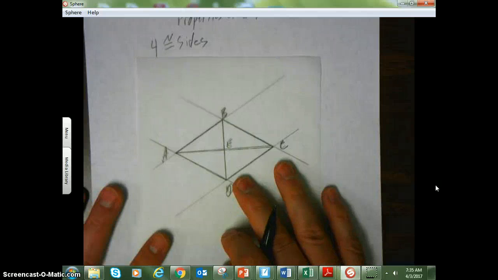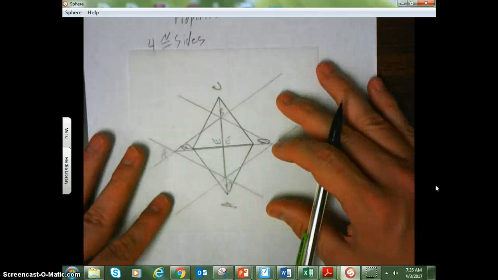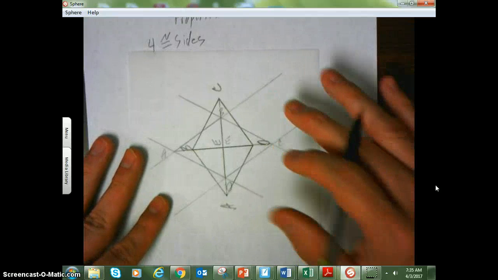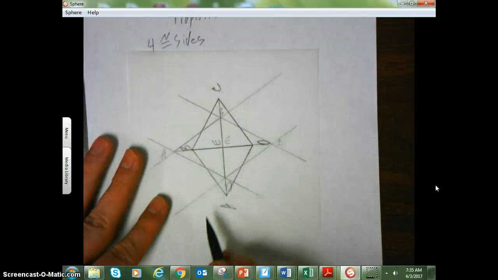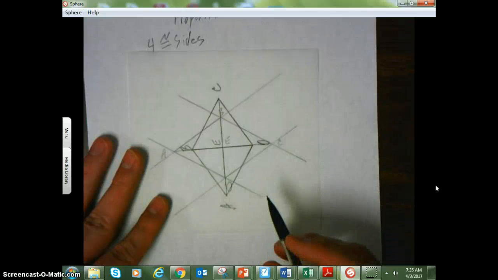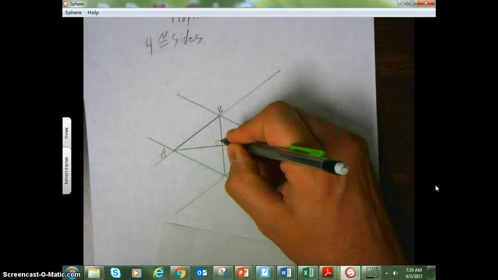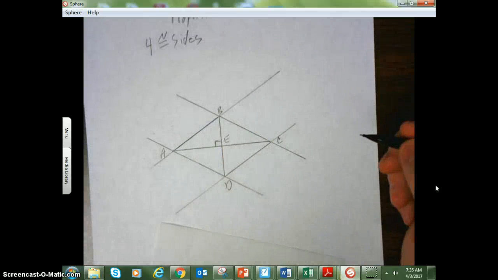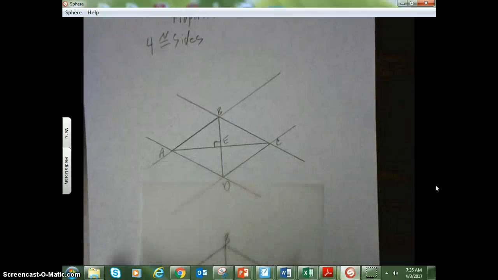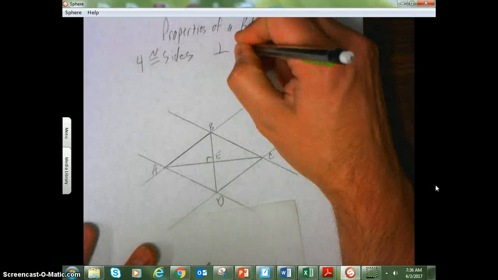Now, one of the things that I want you to notice is that if I take the rhombus and I rotate it, like so, if I rotate it 90 degrees, we see that the diagonals, BD and AC, lie directly on top of each other. So that allows me to conclude that the diagonals are perpendicular to each other. So let's go ahead and write that down. We have perpendicular diagonals.